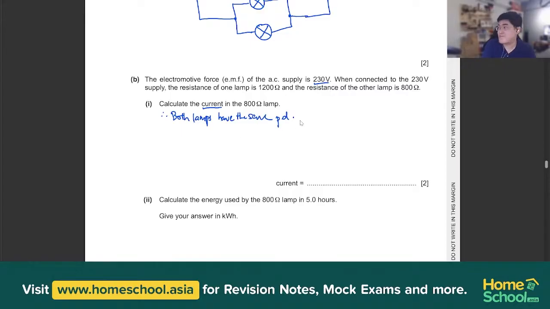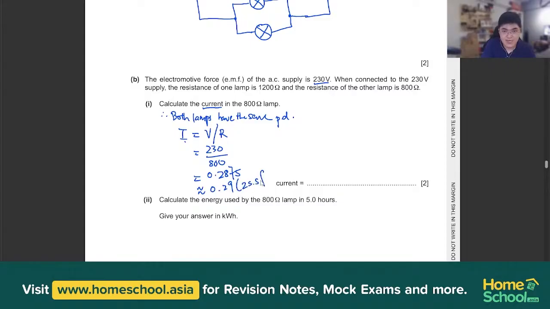Okay, both lamps have the same PD. So let's calculate the current of the 800 ohm lamp. I, which is the current, is equal to the potential difference divided by the resistance of the lamp. So we have 230 volts divided by the resistance, which is 800. You do the calculations, you get 0.2875. And as per usual, let's do the conversion for two significant figures.